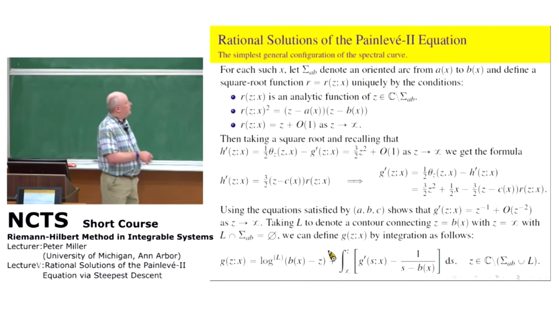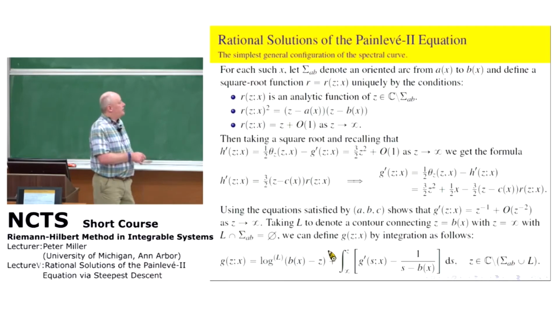And so then we use the equations satisfied by A, B, and C, and you can check that even though this formula looks like g prime goes like z squared at infinity, there's lots of cancellation here. And when you expand everything out, in fact, g prime is 1 over z plus small, and that's exactly what we need to get our logarithm when we integrate.